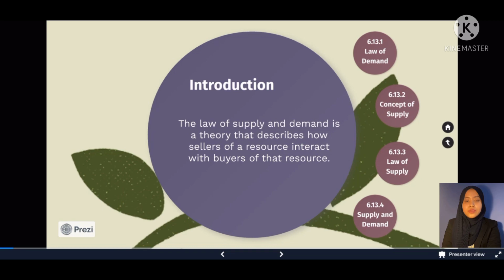Fundamental concepts of demand and supply. The law of supply and demand is a theory that describes how sellers of a resource interact with buyers of that resource. The idea describes the link between a good or product's price and people's willingness to buy or sell it. People are often prepared to supply more and demand less when prices rise, and vice versa as prices fall.